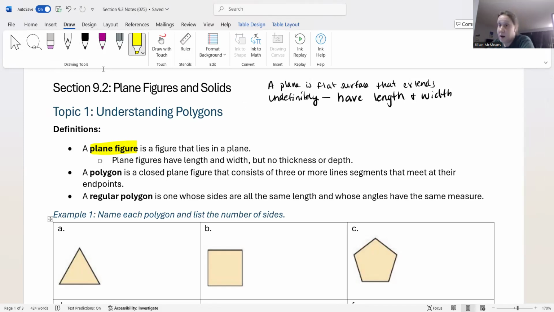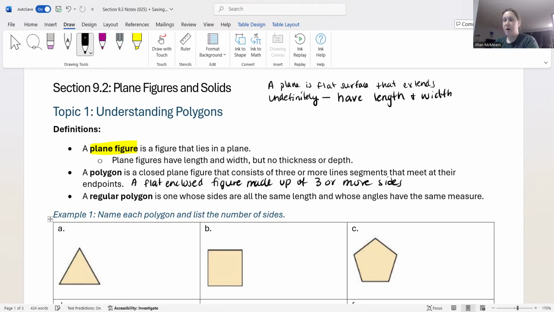Okay. So a polygon is a special type of closed plane figure that consists of 3 or more line segments that meet at their endpoints. That's a very fancy way of saying a flat enclosed figure made up of 3 or more sides. What I mean by flat is it has to live on a plane, so it can only have really 2 dimensions, length and width. Enclosed means all of the sides have to meet at those endpoints. And in order to have sides meet, you have to have at least 3. If you only have 2 sides, you can't make them meet. But with 3 or more sides, you can make those sides meet and it encloses the figure.